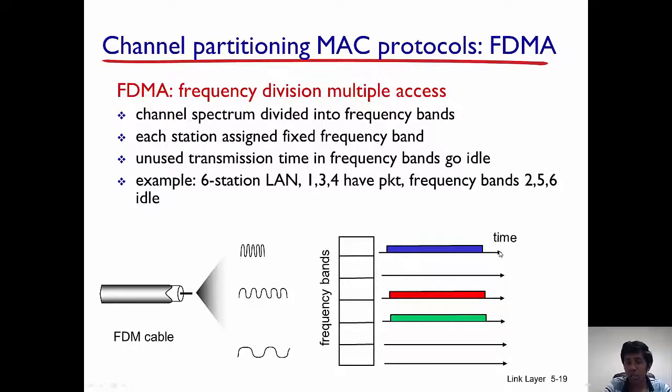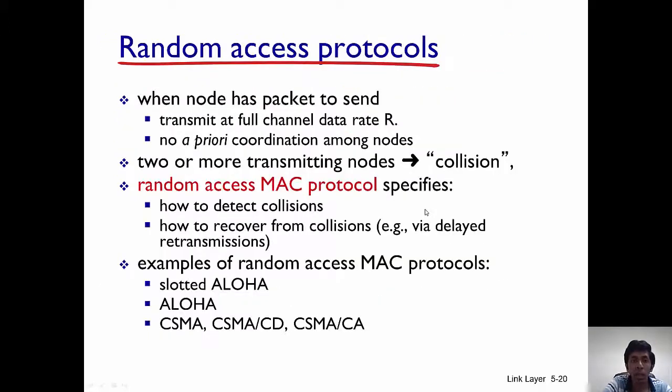The only difference is that they have a smaller frequency spectrum to transmit in, because here frequency has been divided instead of time, and they could transmit for the whole duration of time in those different frequency bands that have been allocated to them. So this is frequency division multiple access, or FDMA. This is the second type of channel partitioning protocol. Channel partitioning protocols are pretty simple, where you just divide the channel and then allocate those resources to the different users.